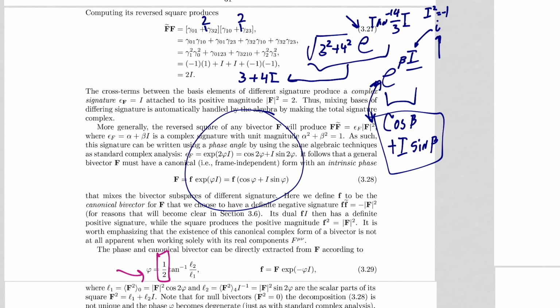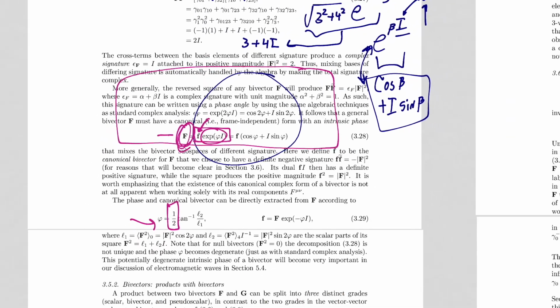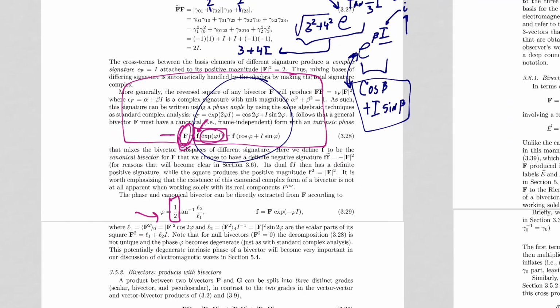So we're going to go off script and study this important concept of creating a canonical form for an arbitrary bivector F, right? We create this canonical form where any bivector F can be turned into a canonical bivector multiplied by a phase factor. And we're going to do that from a different paper, and then we'll come back to this paper. Okay, so I'll see you next time.